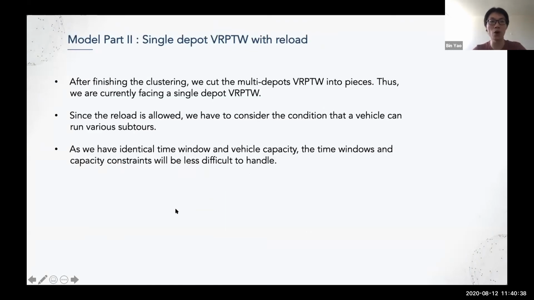So now we move to the routing process. After part one of our models, the problem has been decomposed into many single depot vehicle routing problems with time windows. Now we can apply some methods. Our first attempt is to utilize heuristic methods.